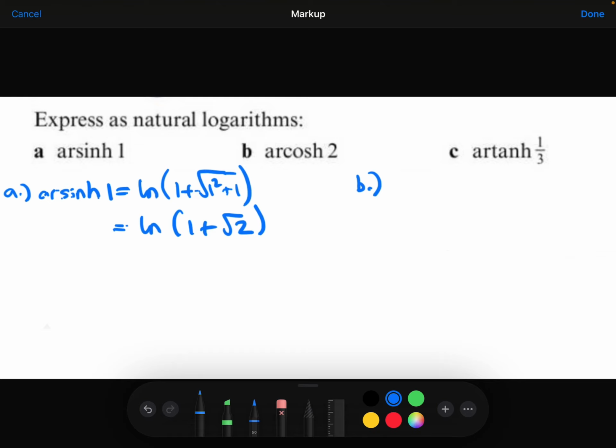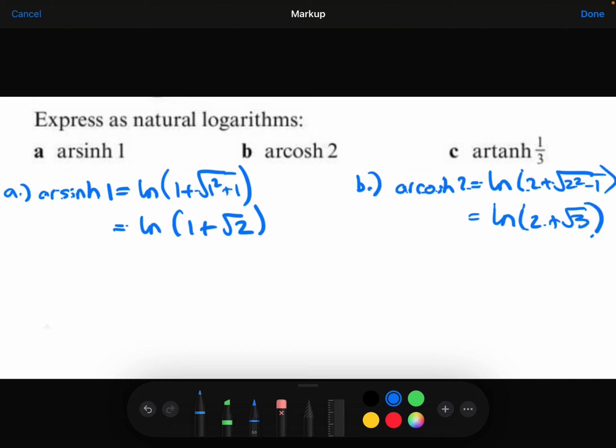Let's do r cosh now. So r cosh of 2 would be equal to ln of 2 plus the square root of 2 squared minus 1, which is equal to ln of 2 plus root 3. So that is r cosh 2 in terms of natural logarithms.